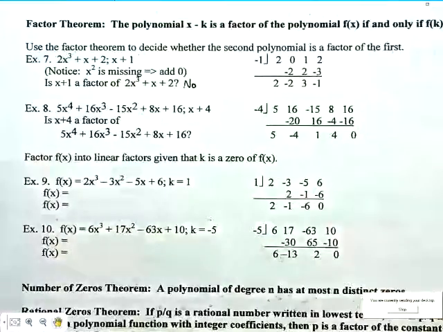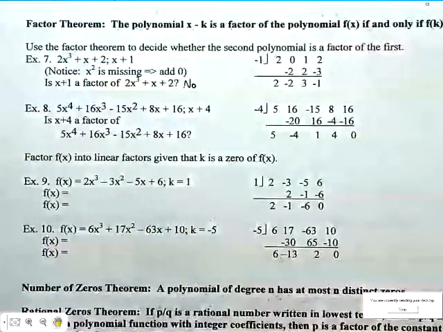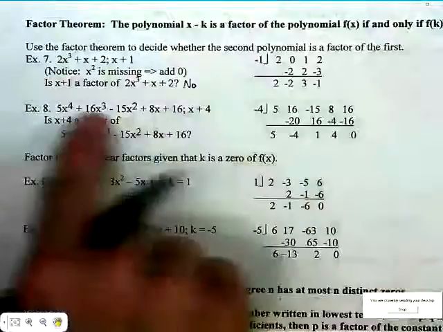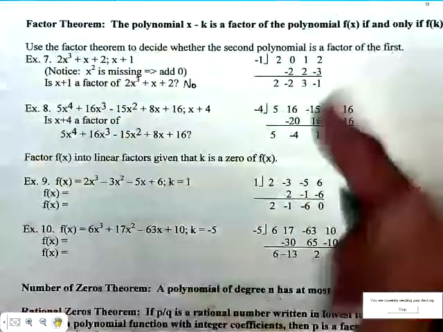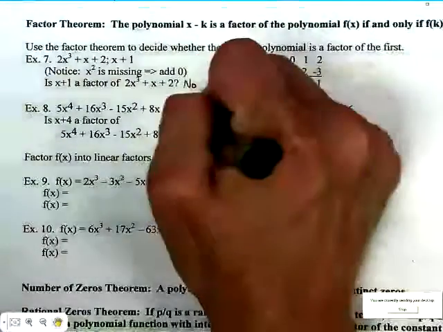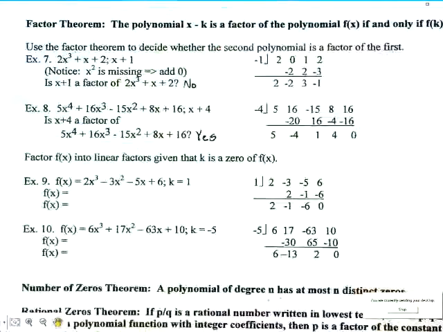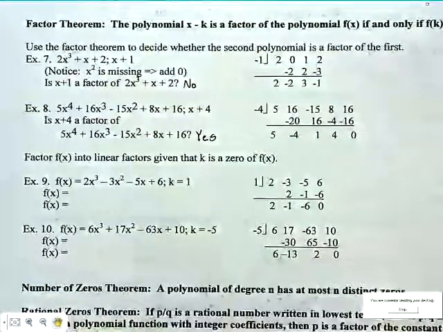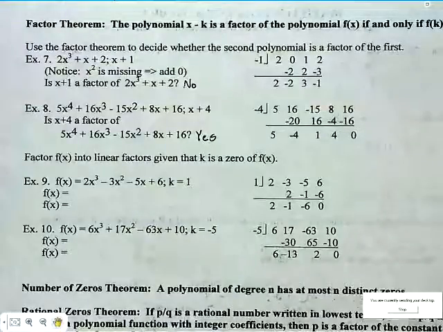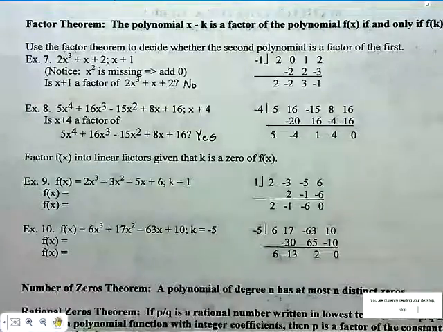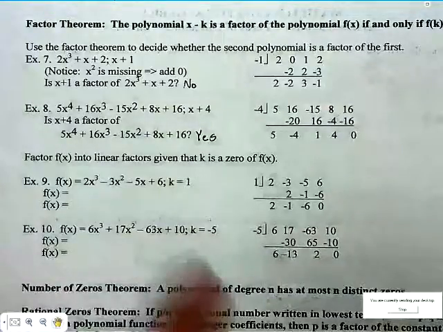What about example 8? Is x plus 4 a factor of that big 4-term or 5-term polynomial? Yes, because why? The remainder is 0. That confirms one binomial is a factor of another polynomial if you do synthetic division and get 0 remainder. And what that is all leading up to is letting us factor things that we couldn't factor before.